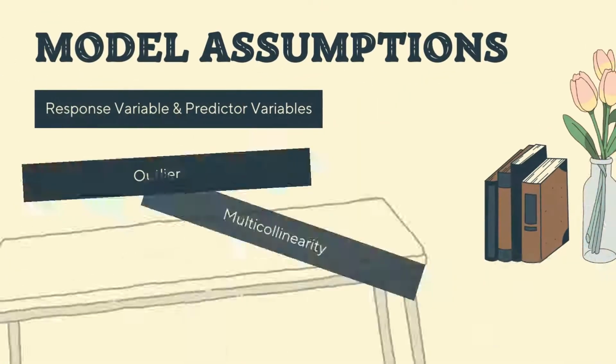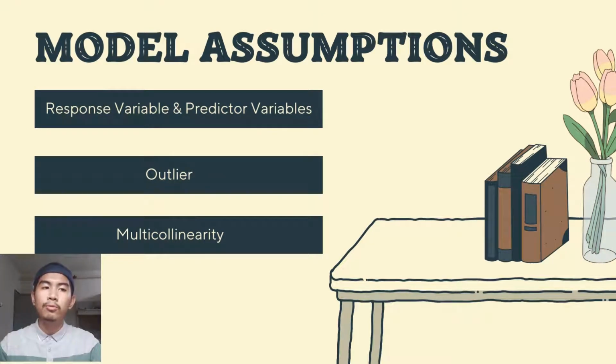In the model assumption, we have three components: the first is the response and predictor variables, the second is outliers, and the last is multicollinearity. For the first one, in binary logistic regression, the dependent variable y must be a binary response, which means there are only two outcomes, 0 or 1, or yes or no. In addition, the predictor variable x may be quantitative or qualitative.